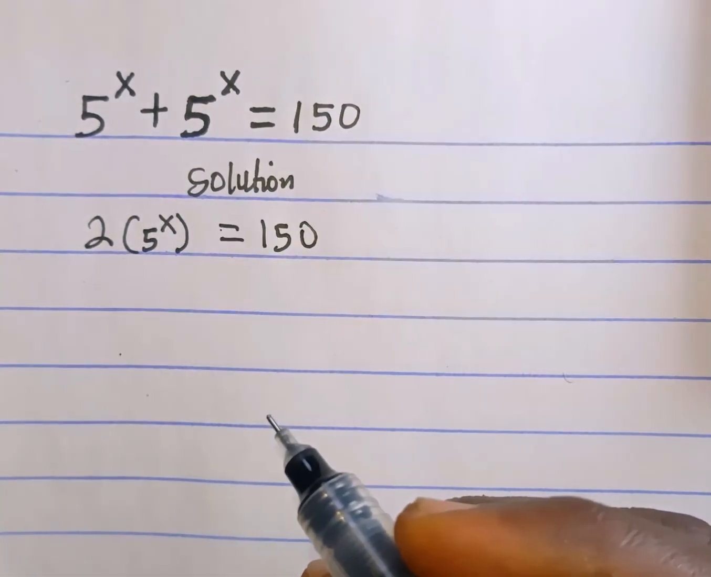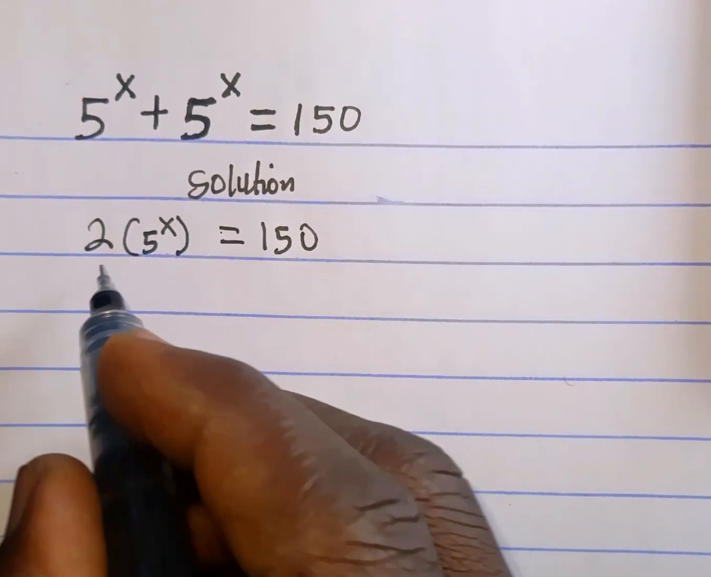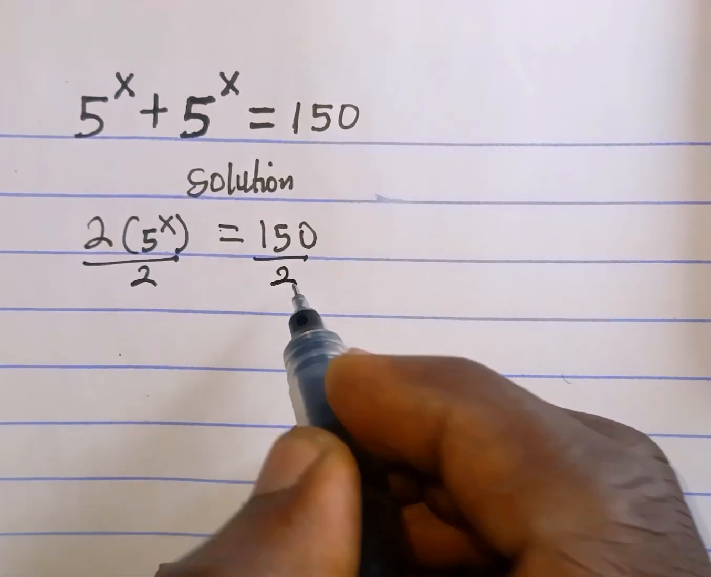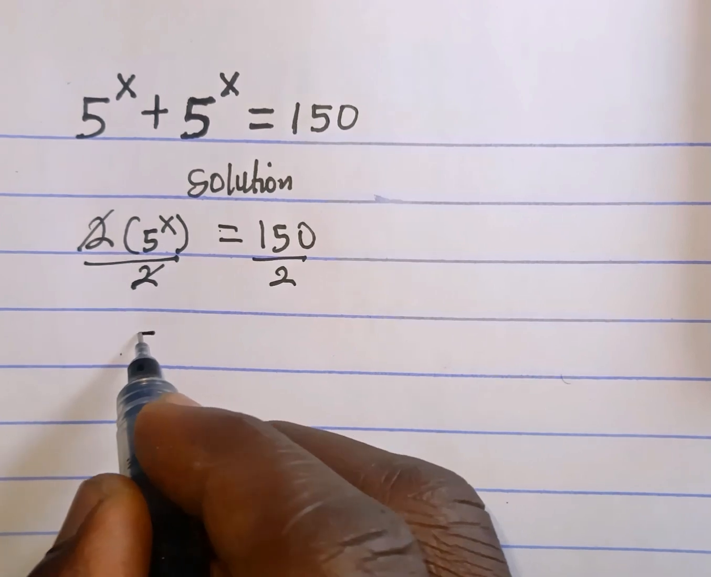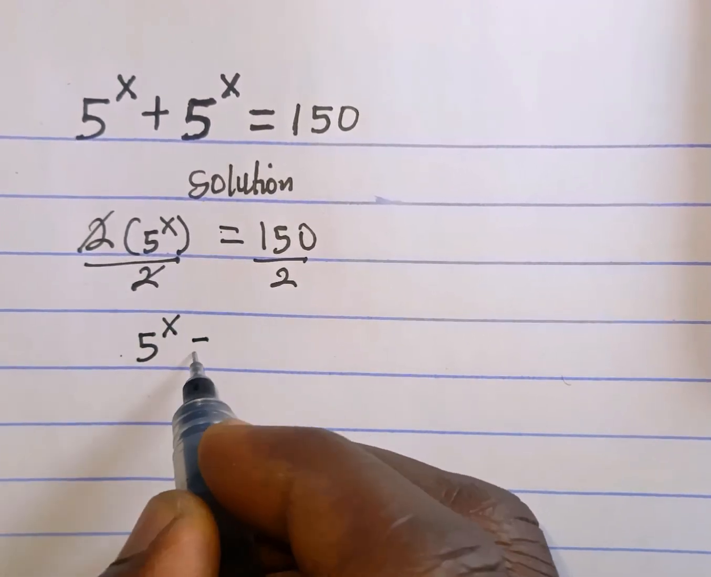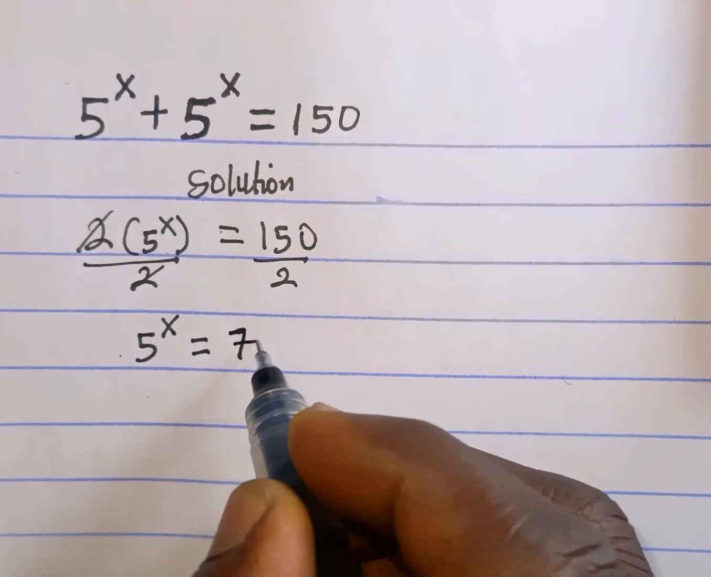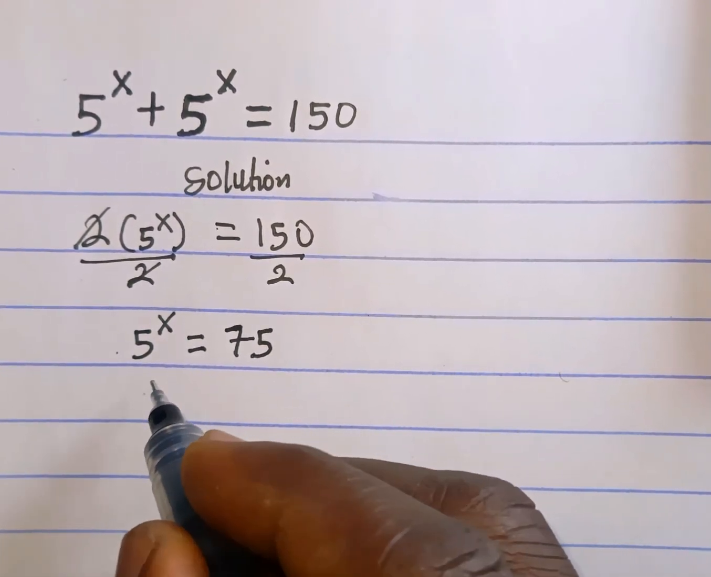So the next thing we're going to do is to divide both sides by the coefficient of 5 to the power of x, which is 2. So we divide the left hand side by 2 and also the right hand side by 2. So that this 2 is going to eliminate this 2. We are left with just 5 to power x, which is equal to 150 divided by 2, is going to give us 75.